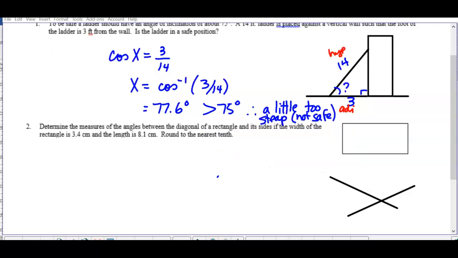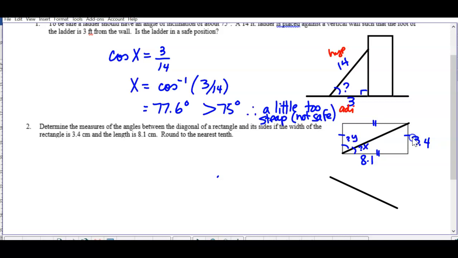If the width of the rectangle is 3.4 centimeters, so label 3.4. That's the same as this. Length is 8.1. That's the same as this. And we want the measures of the angles between the diagonal and the sides of a rectangle. Well, there's more than one diagonal. You can do it either way. It doesn't really matter. But I want to know what this angle is here and what this angle is here between the sides. So let's call this one X and this one Y.